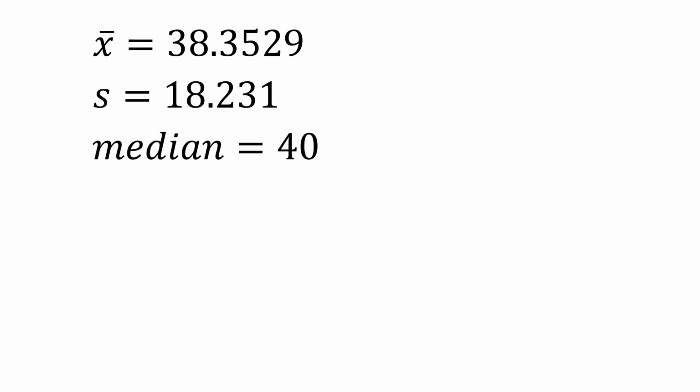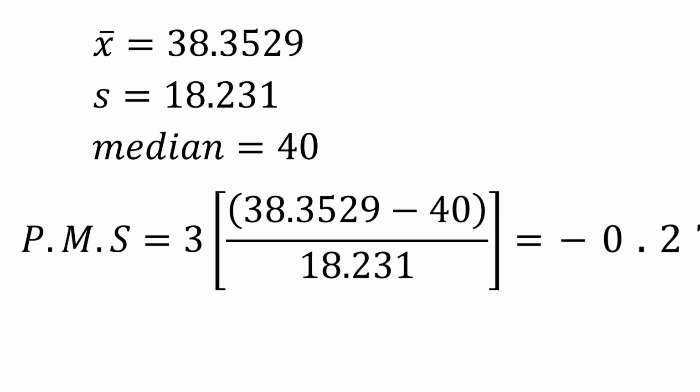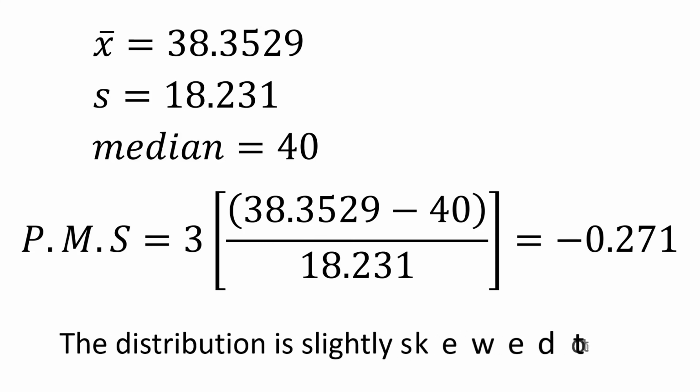Hence, Pearson's measure of skewness is 3 multiplied by 38.3529 minus 40, divided by 18.231, which is equal to -0.271. The distribution is slightly skewed to the left.